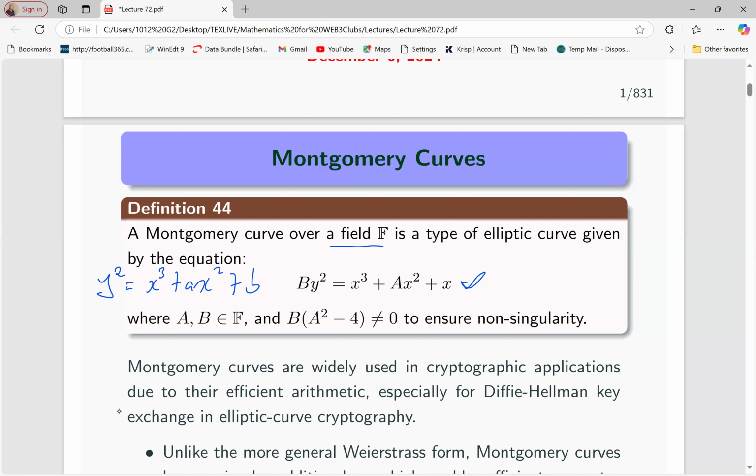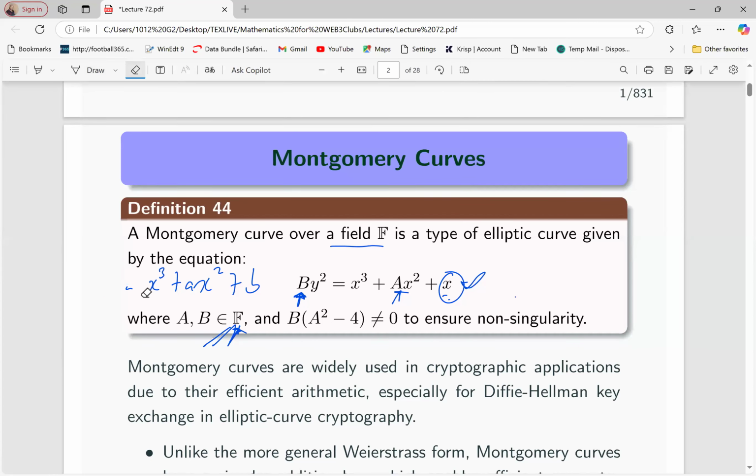Now see where the difference is. We have a coefficient of y squared. This coefficient could be anything, could be 1, 2, 3, 4. It is any number of the field. And again, A is also another element of the field. Then plus x. This time we don't have a constant at this point. So what we have is x. This is the elliptic curve referred to as the Montgomery curve, and this is the definition.